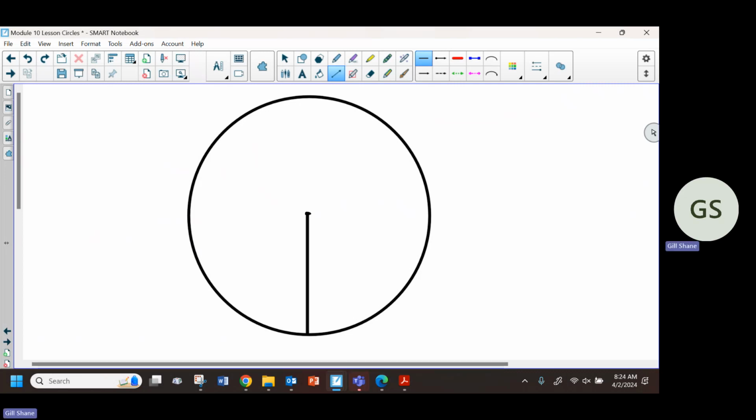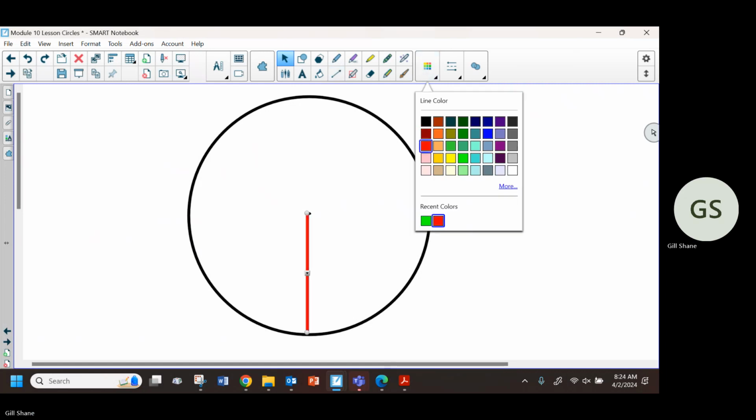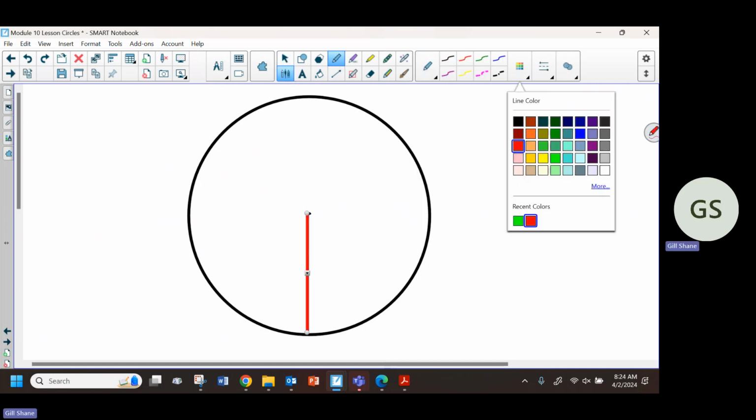Actually, let's do this. Make it red. If that radius is 5, let's say, it doesn't matter what length it is. I'm now going to take a length of 5. I'm going to lay a string down that's 5 units long, making sure it's exactly 5. It's the same length as the radius. But now I'm going to take it off of the radius and lay it on the circle.